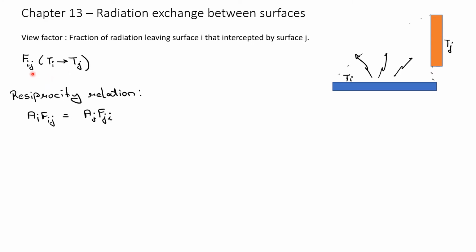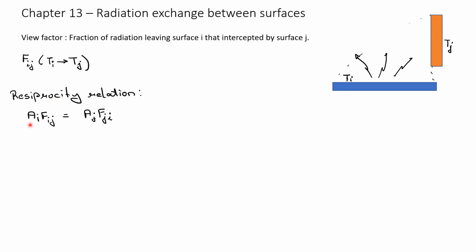For finding this view factor, we have a bunch of rules that the view factor follows, which makes it easier to calculate the view factor. And you'll see that when we look at an example in just a bit. So the first rule that is followed is the reciprocity relation. What does the reciprocity relation mean?